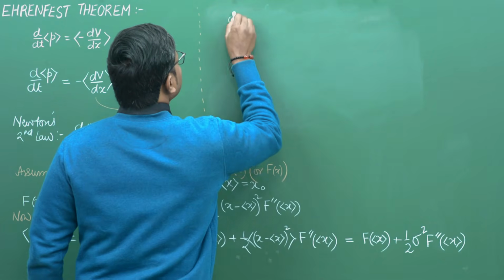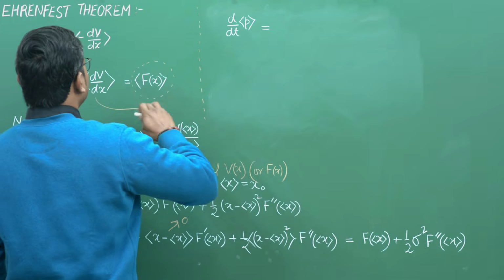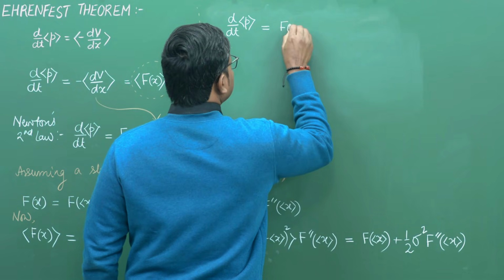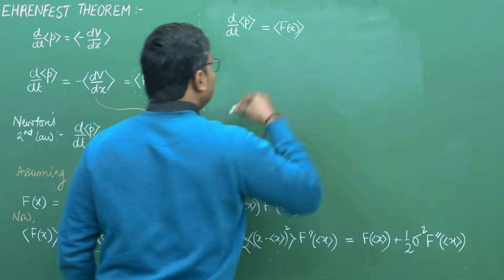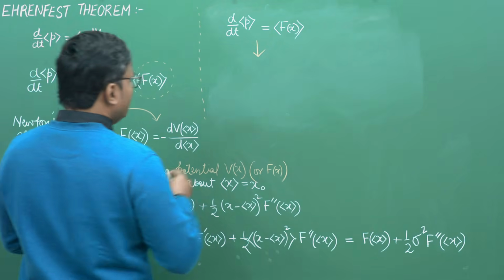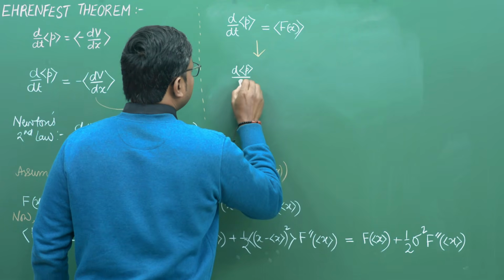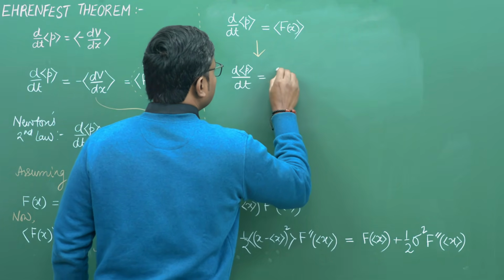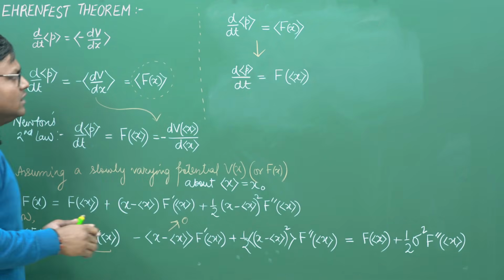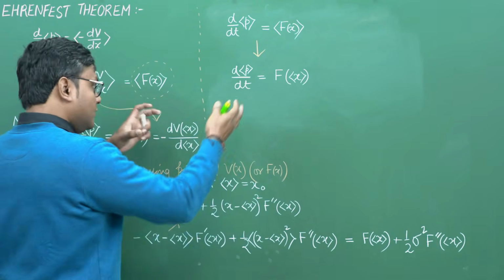So the Ehrenfest theorem, which is the time derivative of the expectation value of momentum, is equal to the negative gradient of the potential expectation value, or we should say the force experienced by the particle expectation value. This gives us Newton's second law, at least for the expectation values of position and momentum, which is the time derivative of the expectation value of position is equal to the force experienced by the particle at the expectation value of x, which we can say is the best approximation of Newton's second law in terms of x naught and p naught.